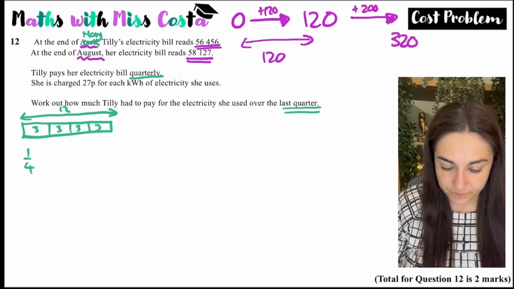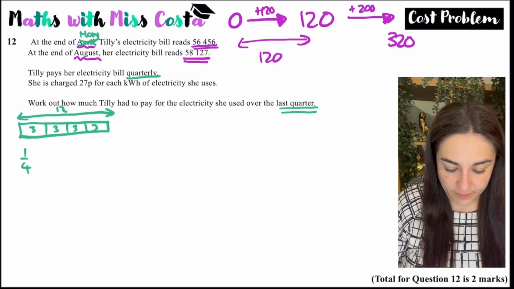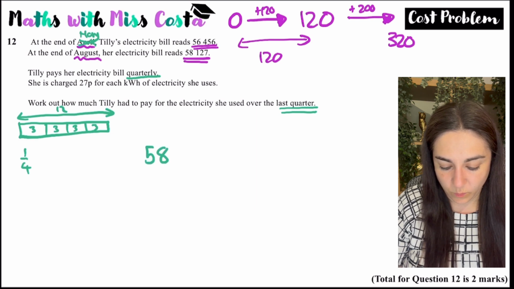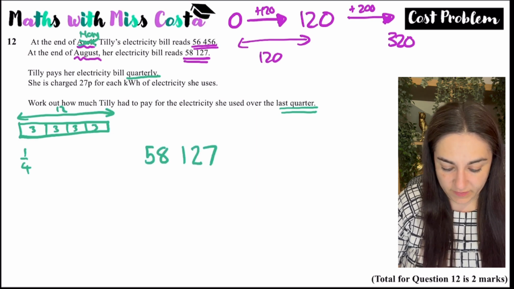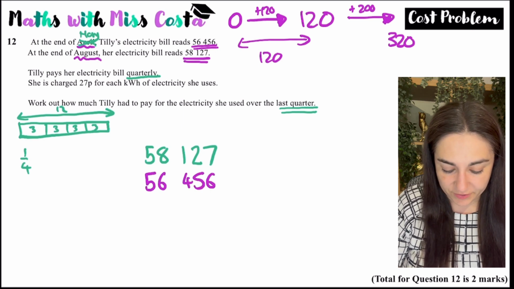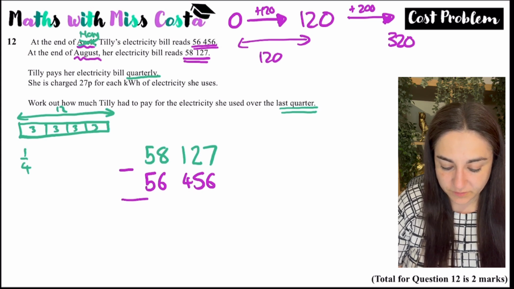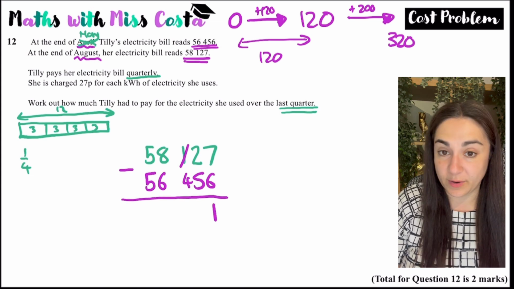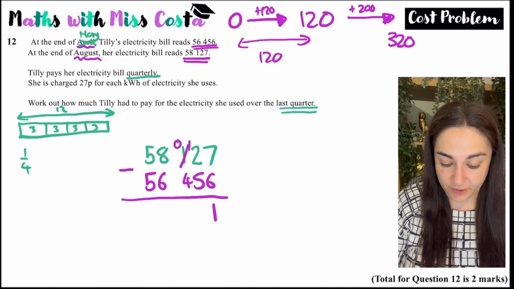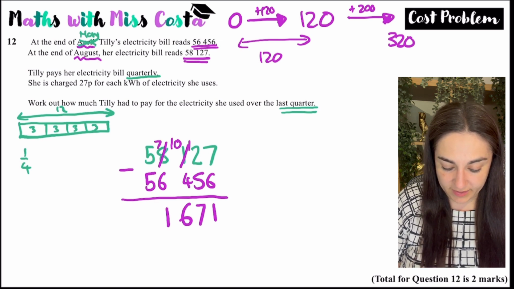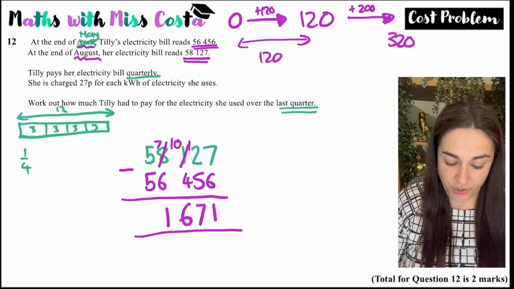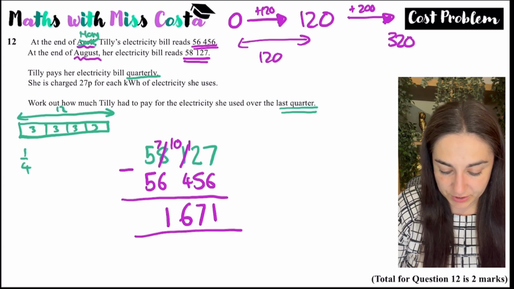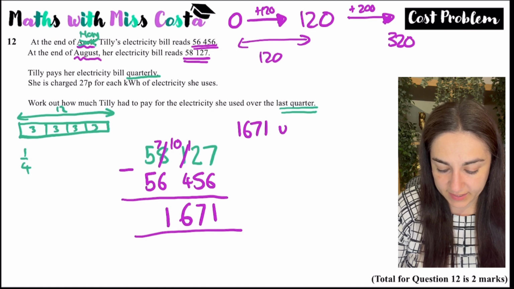So we've got 58,127, and we've got 56,456, and I want to work out the difference. To work out the difference, I just subtract. 7 take away 6 is 1, 2 take away 5 I can't do, so I have to borrow. 12 take away 5 is 7, 0 take away 4 I can't do again, so 10 take away 4 is 6, 7 take 6 is 1, and 5 take away 5 is 0. So in total, for this quarter, she used 1,671 units.